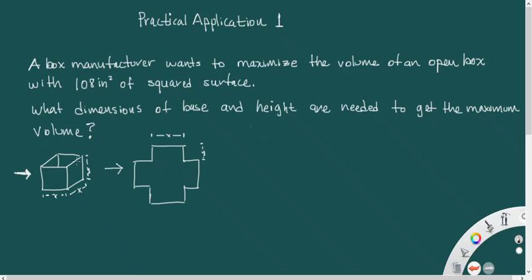Okay. If we disassemble this box, we can imagine that we come up with this piece of material to construct the box. And if we agree, this x is the length or dimension of the base, which is this x right here, and the height of the box is represented by this y over here. So the first thing that we need to do is to get the volume formula.